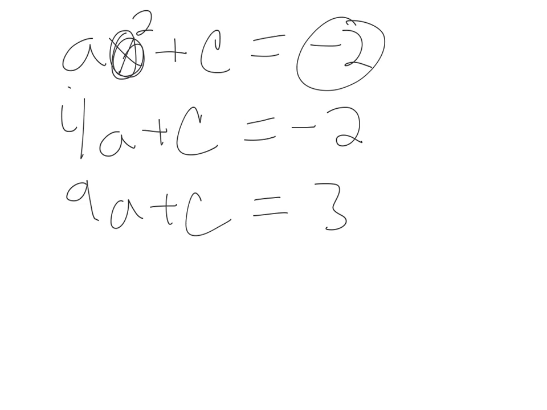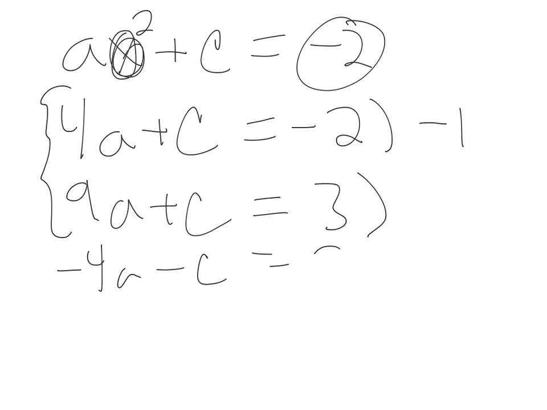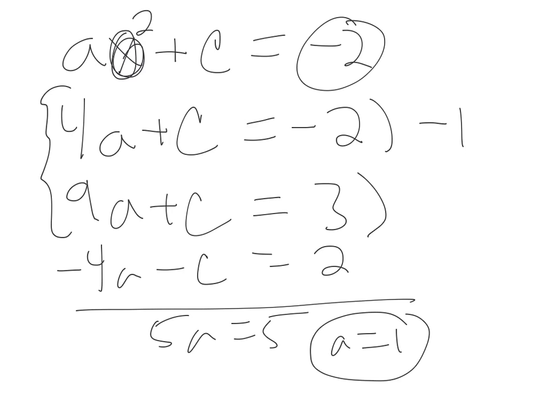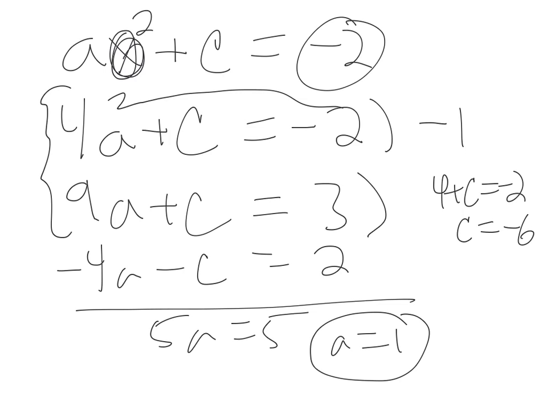Now I'm seeing a system of linear equations, which you've done many times. I'm going to multiply the top equation by -1, and that gives me -4a minus c equals 2. Combine these, and that gives me 5a equals 5. So a has to equal 1. If a equals 1, I can go back up here and say that 4 plus c has to equal -2, so c equals -6. Let's check that it works in the second equation. If I substitute 1 in for a, 9 times 1 plus c equals 3. Subtract 9 from both sides, and c is also equal to -6 there.